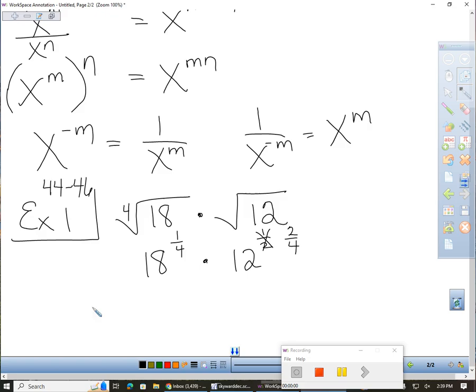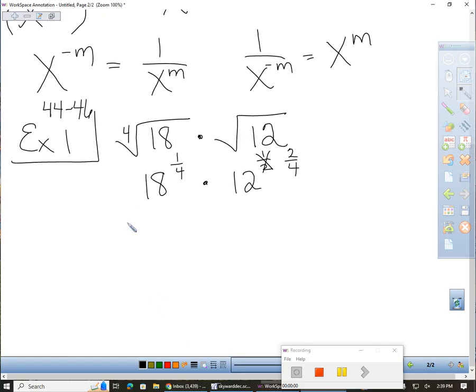Why couldn't you have just made that like with the 2 that started by the 12? Like when it says 4th root of 18 times square root of 12, why couldn't you just make it a 4 out there? You can, but I'm showing you why it's that. Okay. So really what we have here is the 4th root of 18 times the 4th root of 12 squared.